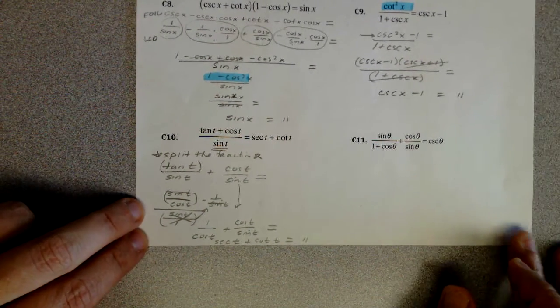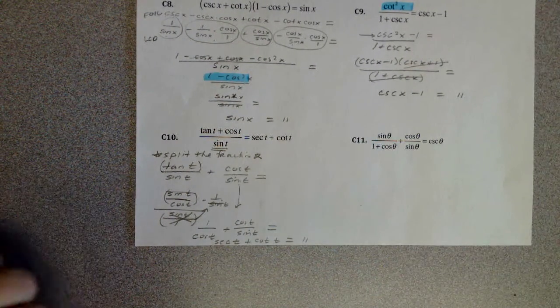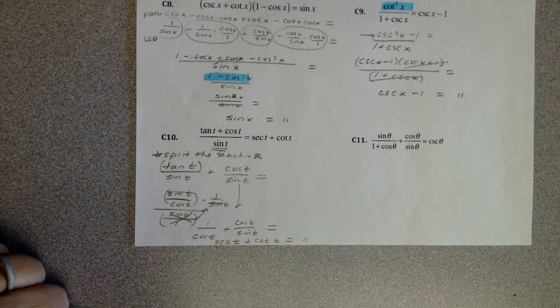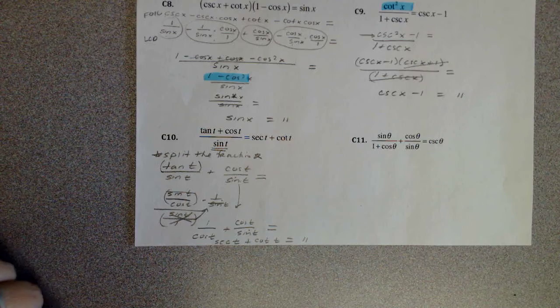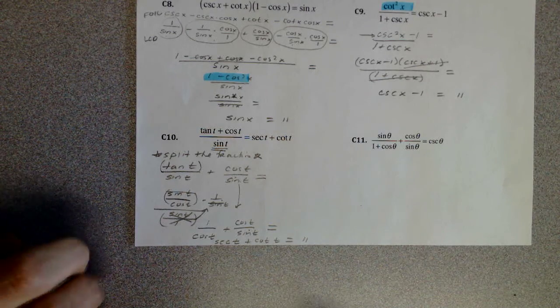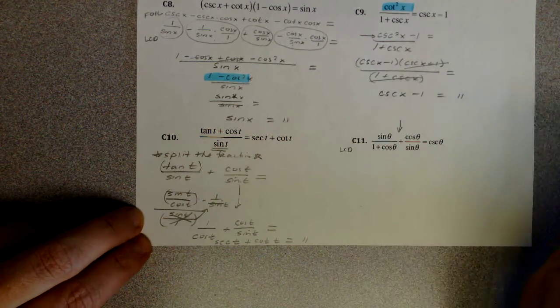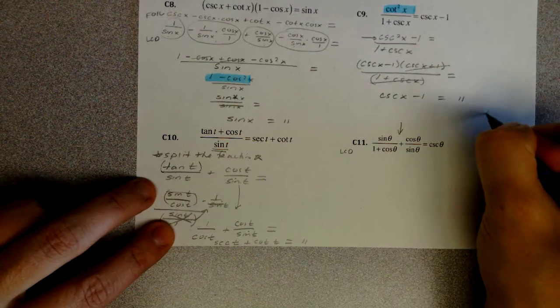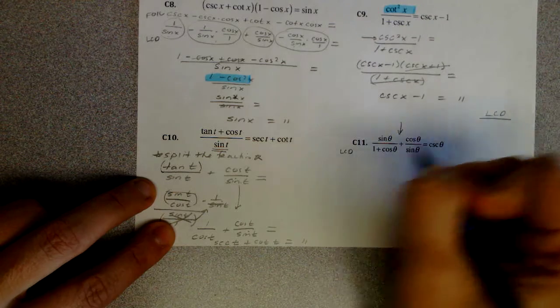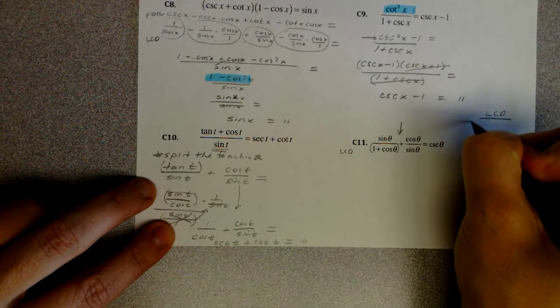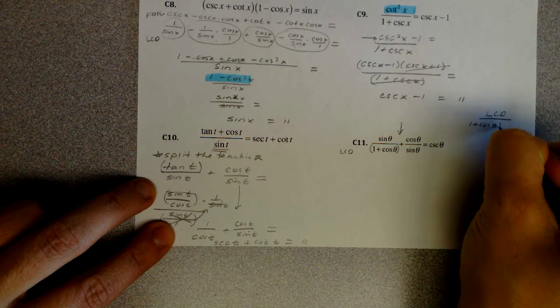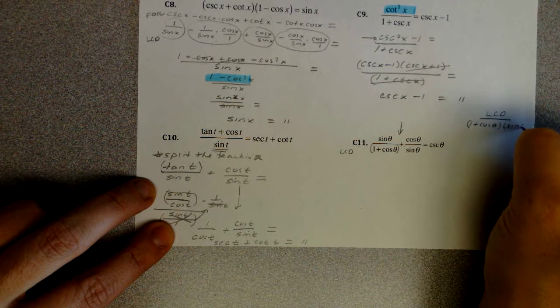Now let's look at the last one. A lot of students balk because there's a lot of fractions in this problem. But remember, these are puzzles. They are true statements. They are designed to fit together and be able to work themselves out. I think it's clear that this is the more complicated side. This is going to be a method using LCD. So what is our LCD? Our LCD is going to be the quantity 1 plus cosine theta times sine theta.